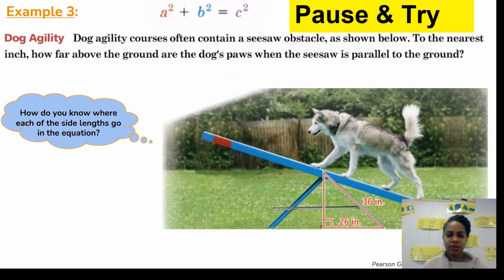So for example 3 here, I would like for you to try this problem on your own. It says dog agility courses often contain a seesaw obstacle as shown below. To the nearest inch, how far above the ground are the dog's paws when the seesaw is parallel to the ground? So you're given an image here, and you have this triangle right here, and you just want to find the missing side length. So go ahead and pause the video and try this problem on your own.